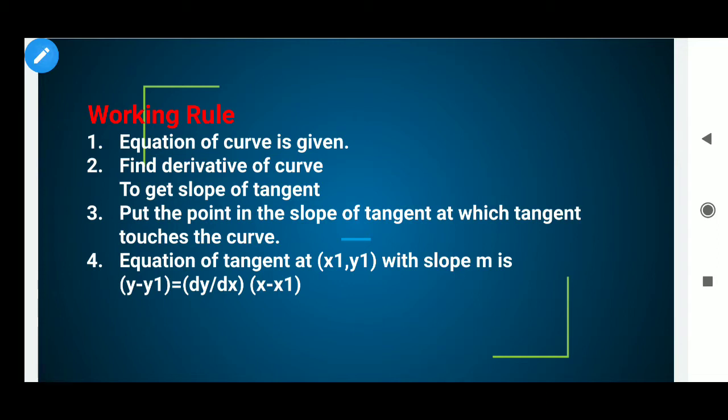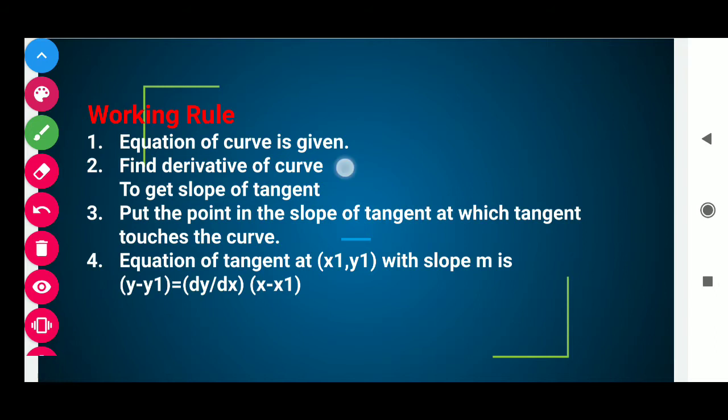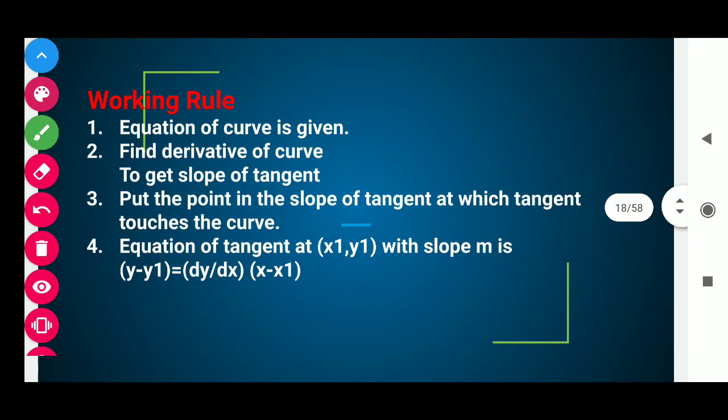Equation of curve is given, and second, we have to find the derivative of the curve to get the slope of tangent. And third, put the point at which the tangent touches the curve in the slope of tangent, and the equation of tangent at point x1, y1 with slope m is y minus y1 is equal to dy over dx times (x minus x1).